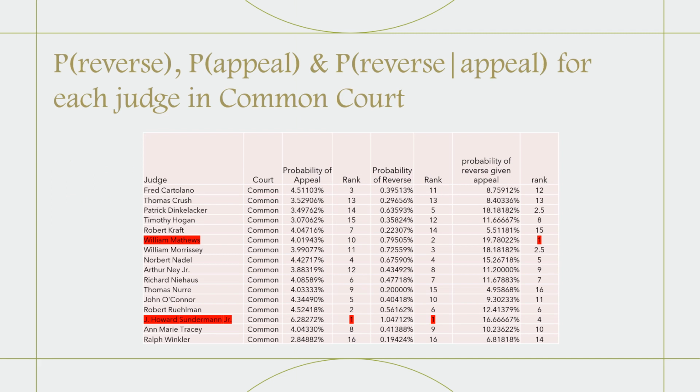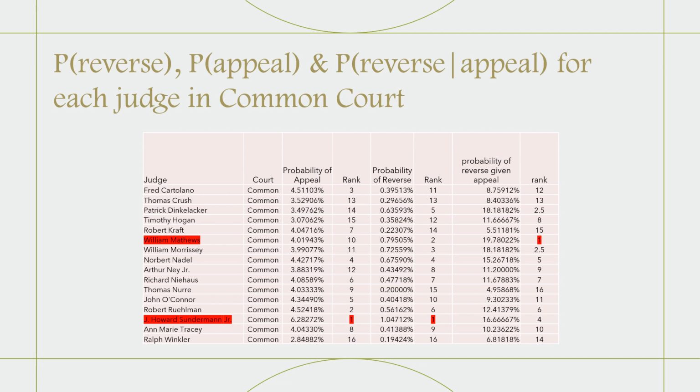Now we want to make some comments about each judge's performance in common court, like how we did in the previous slides. We did P-reverse, P-appeal, and additionally P-reverse given appeal, but for each judge. A quick trick is to interpret all of those 3 probabilities as probabilities of mistakes being made. So we want the number to be as low as possible. Also, we gave each judge a rank in those 3 categories, which later on can help us to determine the overall performance of each judge. The higher the rank, the more likely an individual makes mistakes.